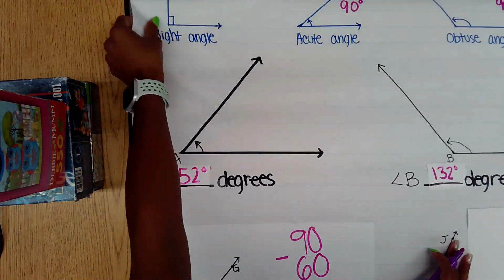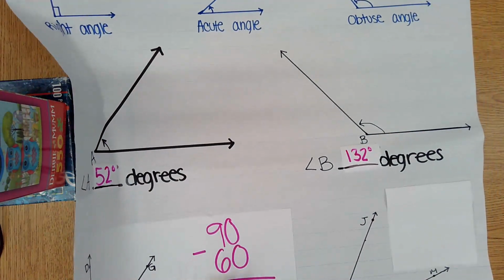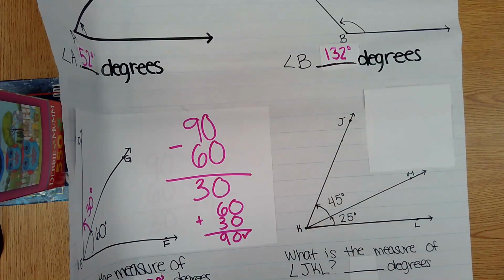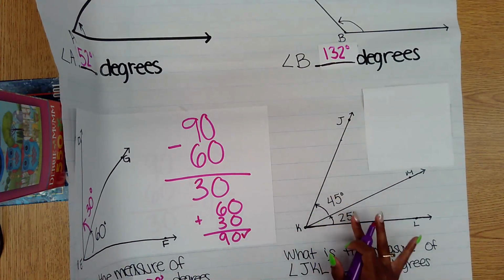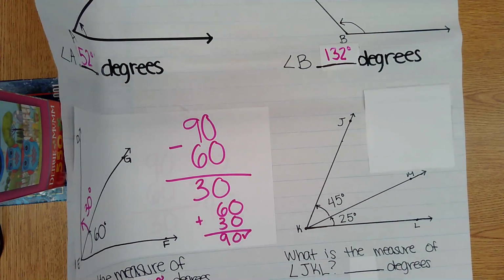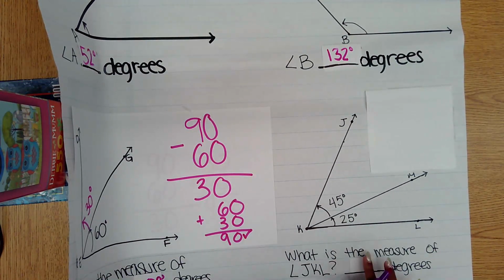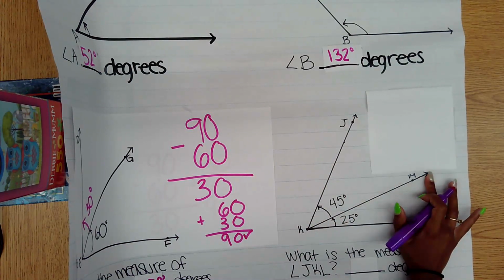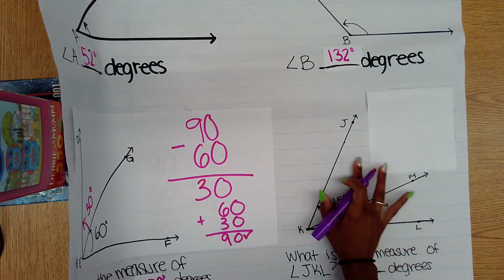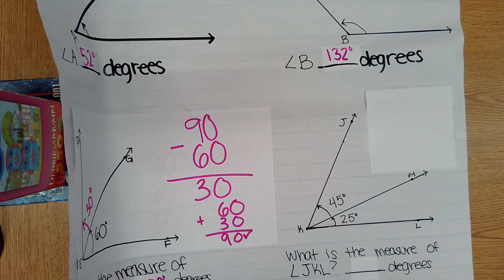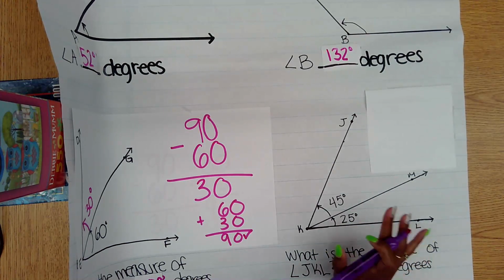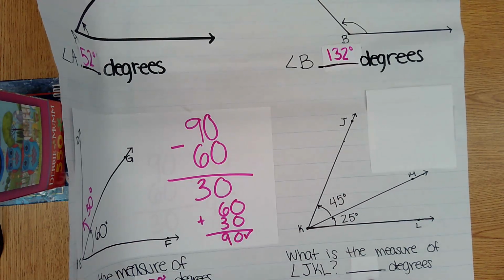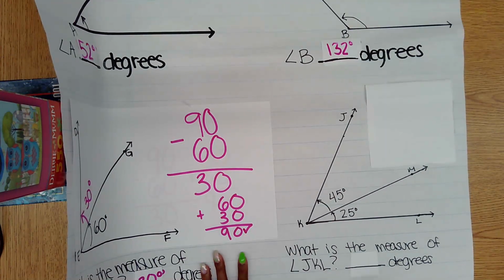And our last example, again, I have a larger angle, I have JKL, and then I have two angles in between JKL. It's asking me what is the measure of JKL in degrees. So since JKM and MKL are inside JKL, I can take my 25 degrees and my 45 degrees and put them together. So I'm going to use addition to find the total degree measurement.